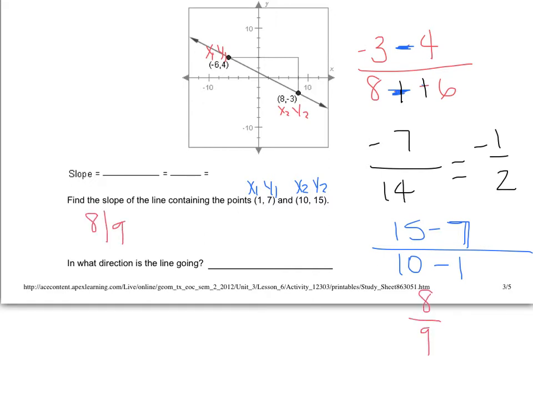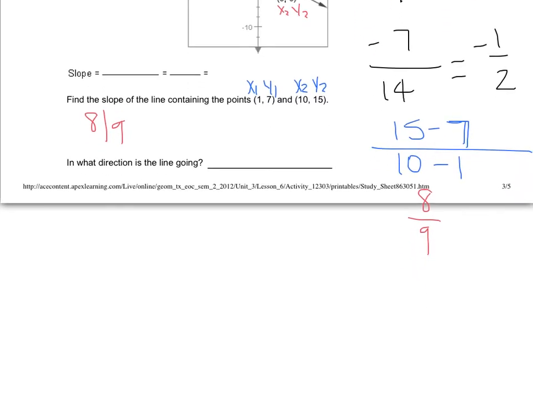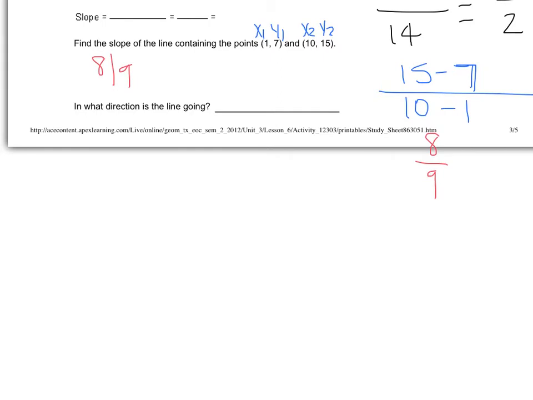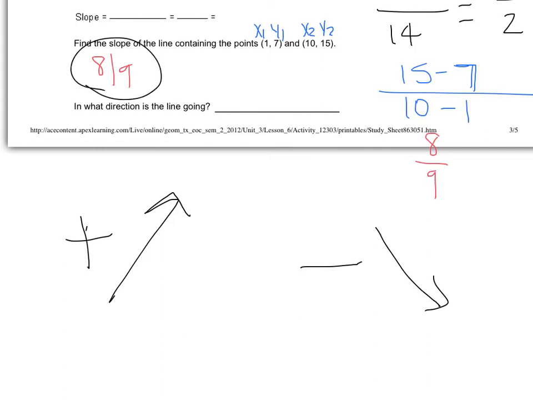The next question asks which direction the line is going. Depending on whether the slope is positive or negative determines if the line is going up or down. It may be important for you to write this down. If it's positive, it's going up. If it's negative, it's going down. Our slope 8 over 9 is positive, so it's going up and to the right.